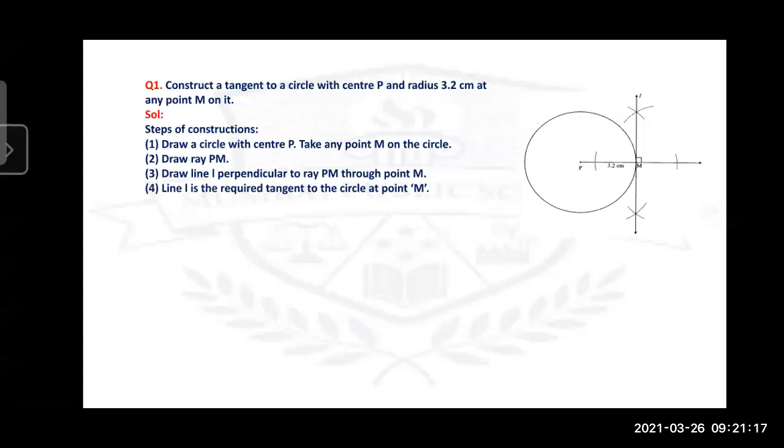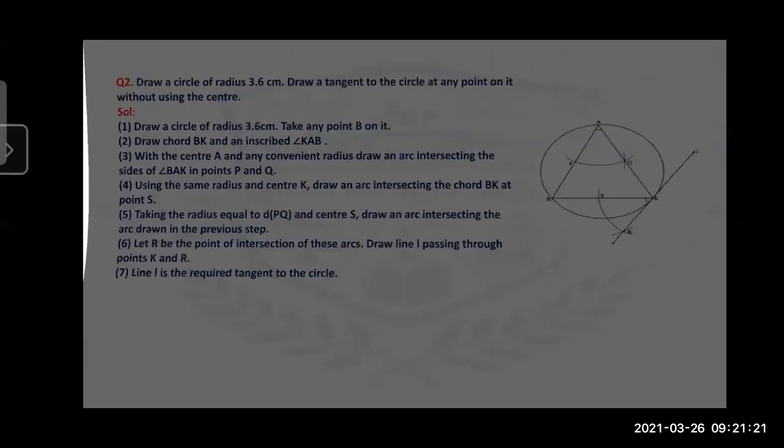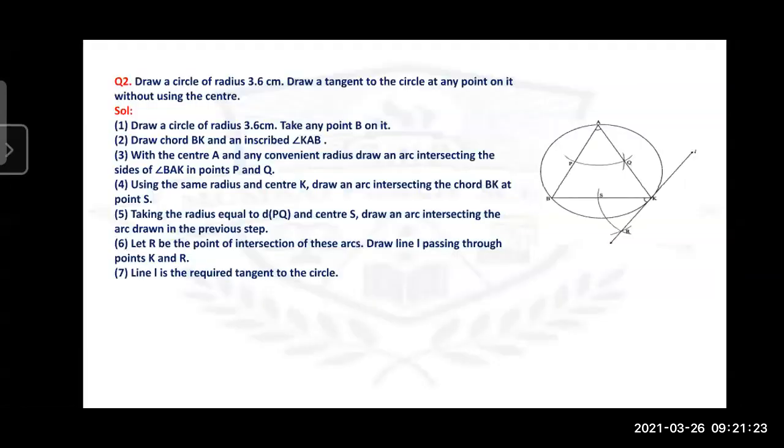Then make an arc above and below the line and join. The second one is without using the center. In this case, we draw the triangle inside the circle, and then we take A as a common point, then make an arc R which touches the sides AB and AC at P and Q respectively. Then join it. Again, similarly, take the same distance, put at K, and make an arc.